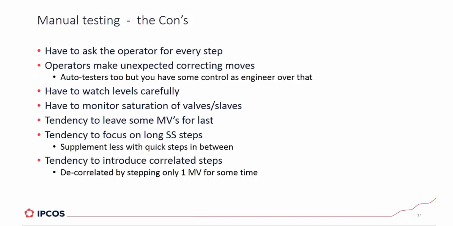Operators, even though we usually ask them to communicate all correcting moves that they make to us, could still on the fly behind our backs go ahead and make some unexpected correcting moves. Of course, auto testers do that as well, but we as an engineer have much more control as we set up the application ourselves.